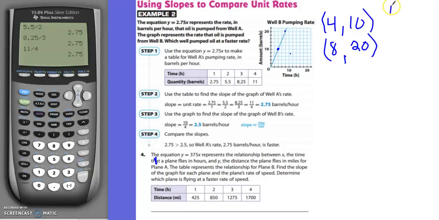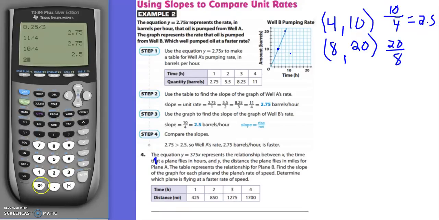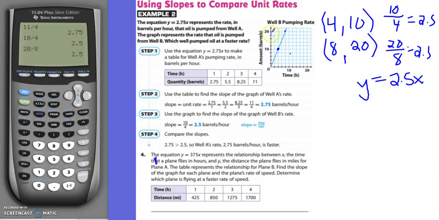Alright, so let's do that one more time. 10 divided by 4 and 20 divided by 8. Let's see what that gets me. 10 divided by 4 is 2.5, and 20 divided by 8 is 2.5. Okay, this is going to be y equals 2.5x. It's a proportional relationship because it's a straight line and passes through the origin.